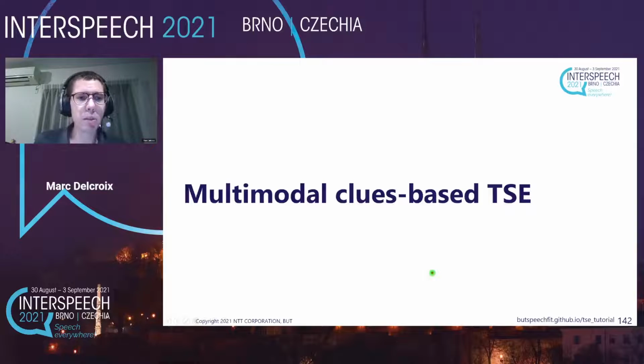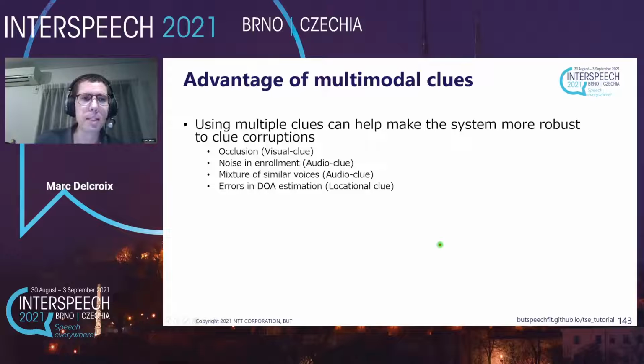So we'll now explain multimodal clue-based target speech extraction. As I've just mentioned, when you use a visual clue-based approach, you may have occlusion, and then the visual clue may not be very reliable. For audio clues, you may have noise in the enrollment, or the mixture may have similar voice characteristics. And if you use DOA, you may have DOA errors, or the 2 speakers may speak from locations close to each other, and therefore the DOA may not be very helpful to identify the target speaker. So depending on the clue and the situation, sometimes the clue may not be very reliable to perform target speech extraction.